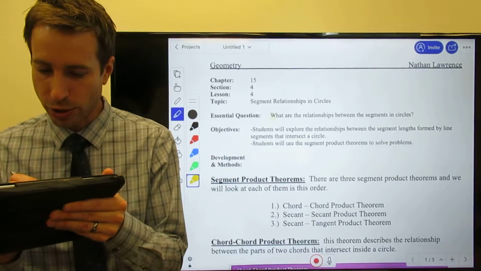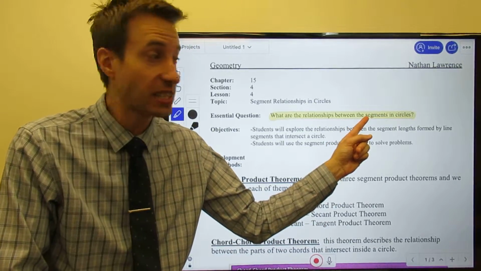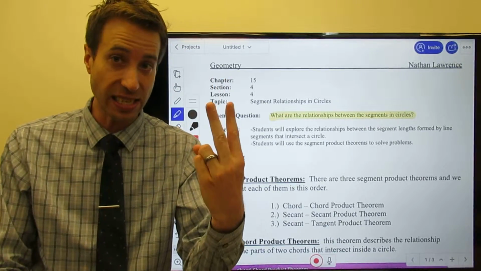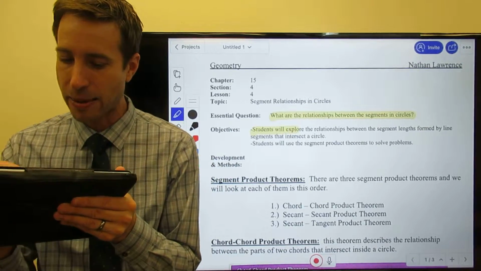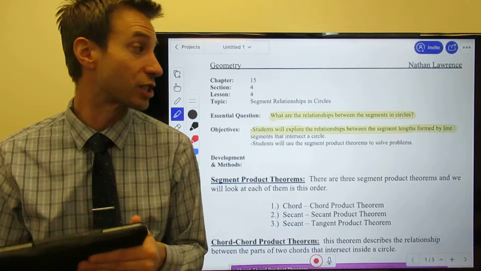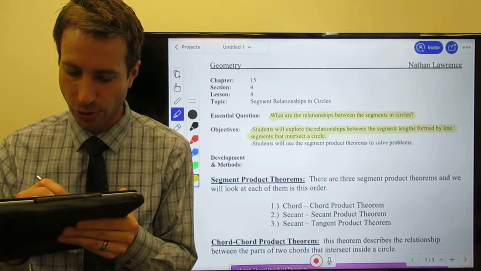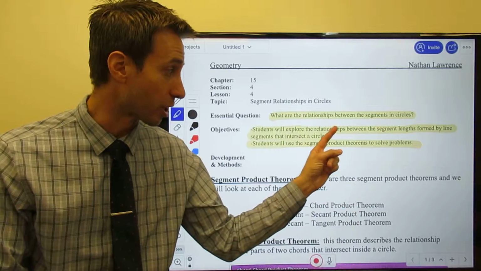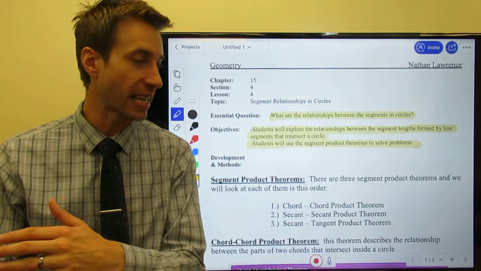In this set of videos, we are going to talk about the relationships. What are the relationships between line segments in a circle? Like I said, we're going to talk about three different kinds of segments: chords, secants, and tangents. Now, again, objectives or learning targets, the things that you need to be able to do in order to answer our essential question. First, we're going to explore what some of those relationships are of the line segments inside of a circle, and then we're going to use them to solve problems. So we're going to use those relationships to set up a problem, and then we'll use algebra to solve the problem, just like it has been all year.